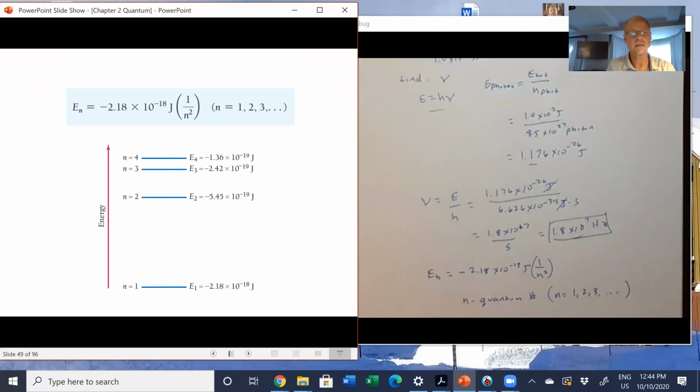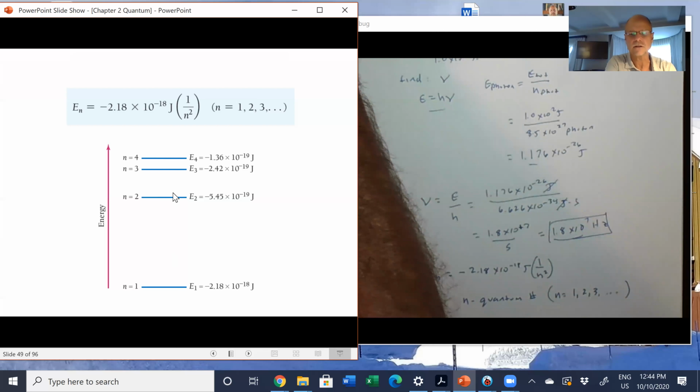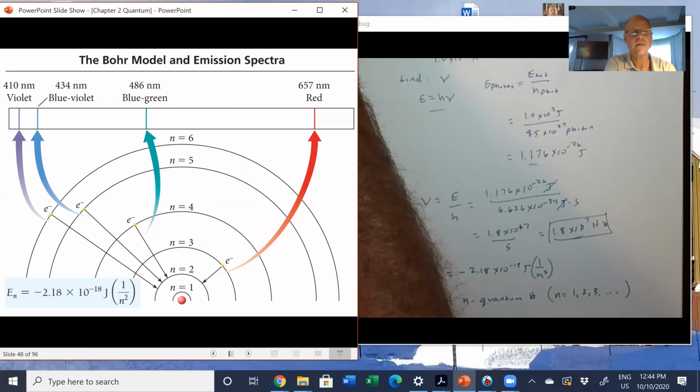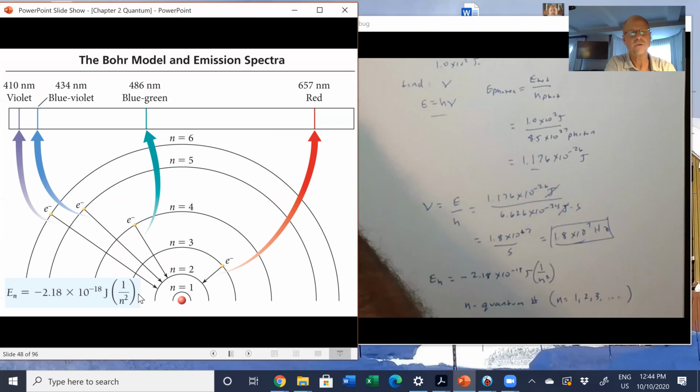This is what the energy states look like if you just plotted energy. Here's the lowest energy state at n equal 1, n equal 2, n equal 3, and so on. This model did a very good job at explaining the emission spectrum of hydrogen. For hydrogen, which is this one right here, this model predicted it very, very well. Turns out it couldn't predict it for other elements because it was not really a fully quantum mechanical model yet, but it was one step in that direction.